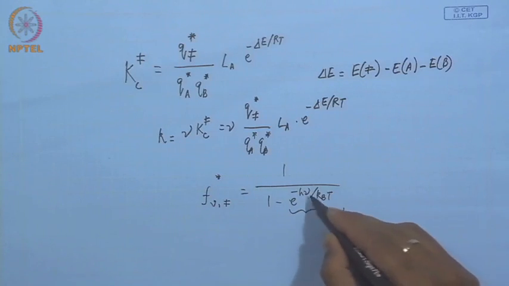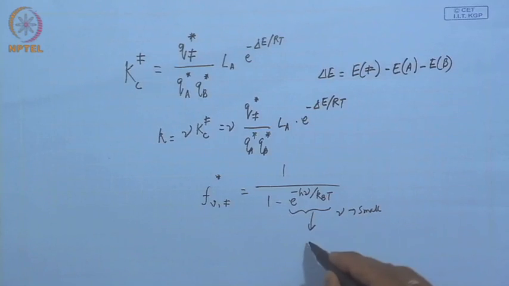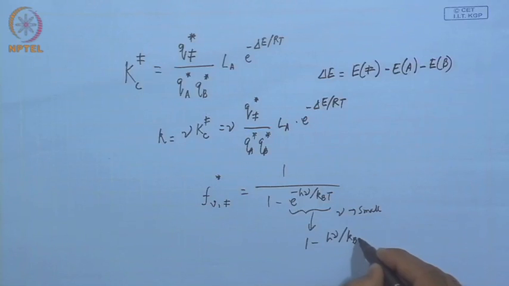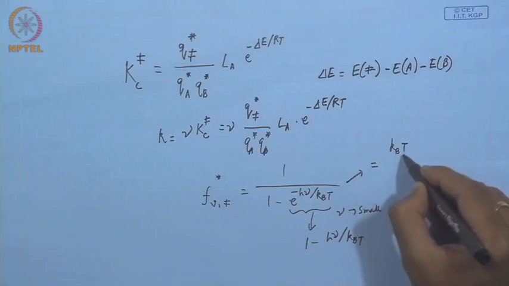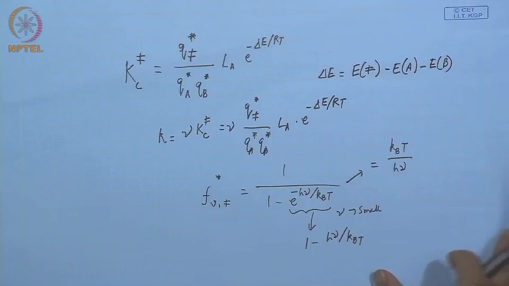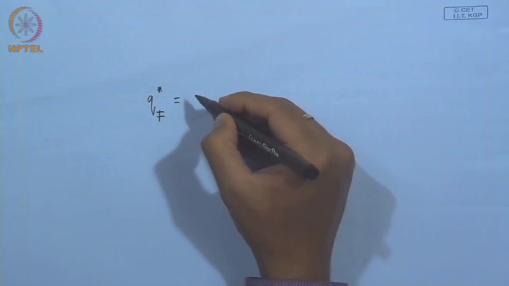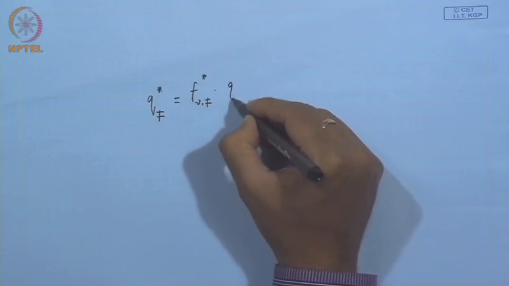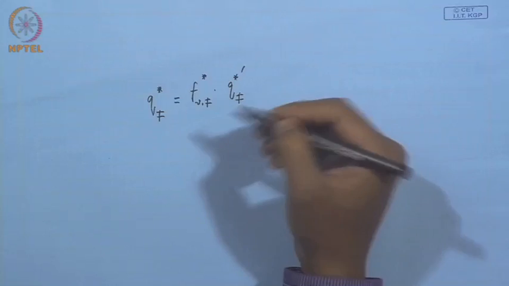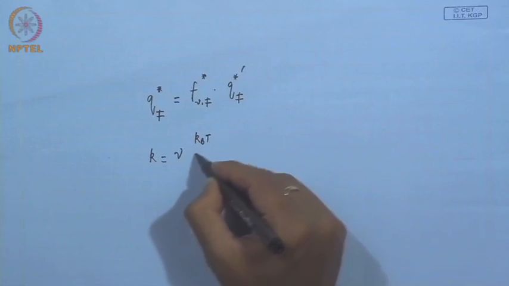So when nu is small, you can approximate this as 1 minus h nu divided by kB T. Therefore this comes out to be basically equal to kB T by h nu. So your q double dagger star will be equal to one vibrational mode less: f v double dagger star times q star prime, where prime means one mode less. Therefore you can write k equal to nu into kB T by h nu.